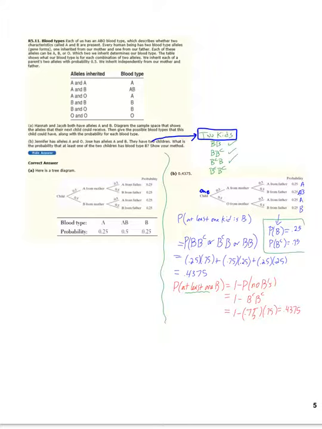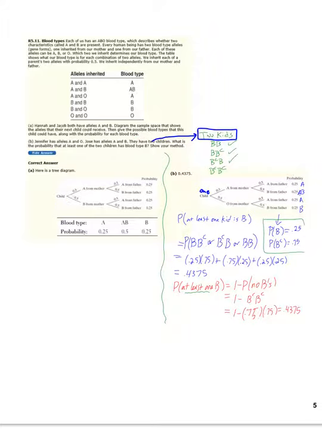So we have information about a child getting a certain blood type based on genetics. Let's see, Part A: Hannah and Jacob both have alleles A and B. Diagram the sample space that shows the alleles that their next child could receive. Then give the blood types that the child could have, along with the probability of each one.